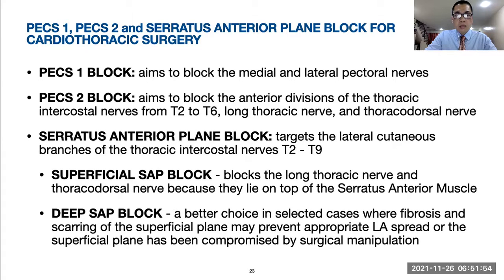But there are two blocks. The superficial serratus anterior block blocks the long thoracic nerve and the thoracodorsal nerve because they lie on top of the serratus anterior muscle, aside from the T2 to T9 lateral cutaneous thoracic branches. But the deep serratus anterior block is a better choice in selected cases where fibrosis and scarring of the superficial plane may prevent appropriate local anesthetic spread, or the superficial plane has been compromised by surgical manipulation.